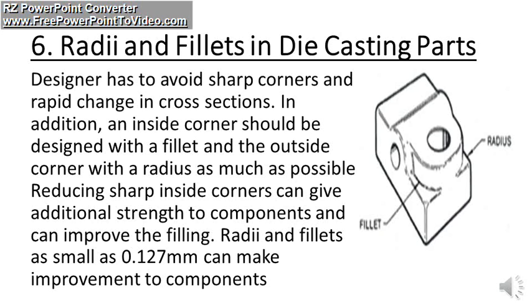Sixth, radii and fillets in die casting parts. Designer has to avoid sharp corners and rapid change in cross section. In addition, an inside corner should be designed with a fillet and the outside corner with a radius as much as possible. Reducing sharp inside corners can give additional strength to components and can improve the filling. Radii and fillets as small as 0.127 mm can make improvement to components.